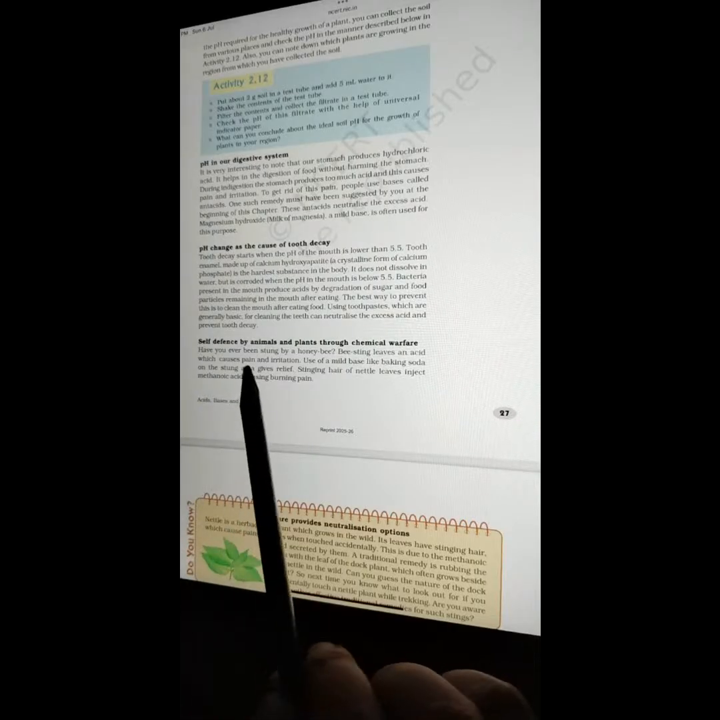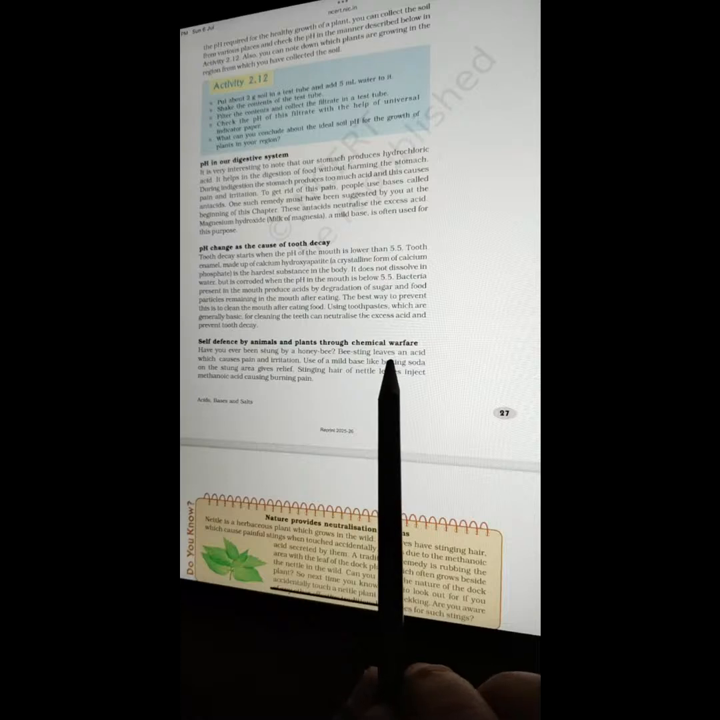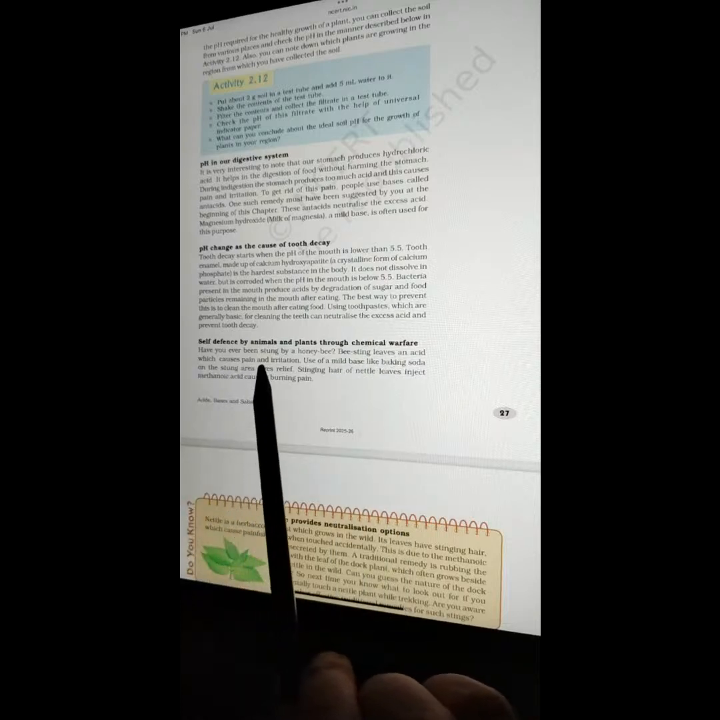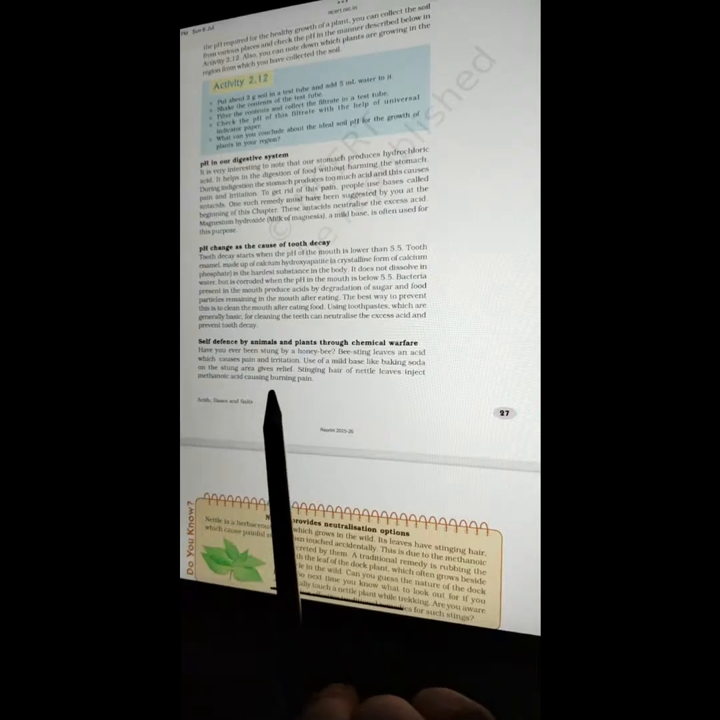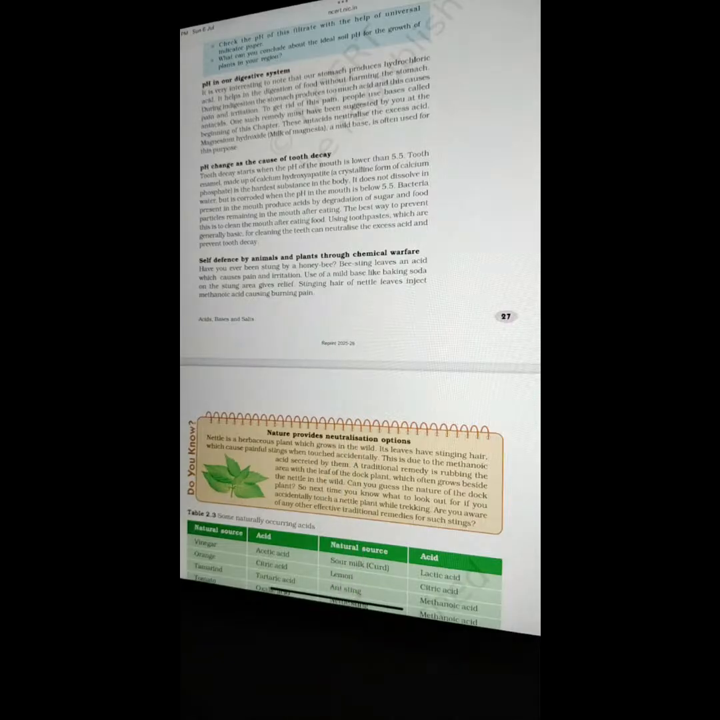Self defense by animals and plants through chemical warfare. Have you ever been stung by a honeybee? A bee sting leaves an acid which causes pain and irritation. Use of a mild base like baking soda on the stung area gives relief. The stinging hair of nettle leaves injects methanoic acid causing burning pain.